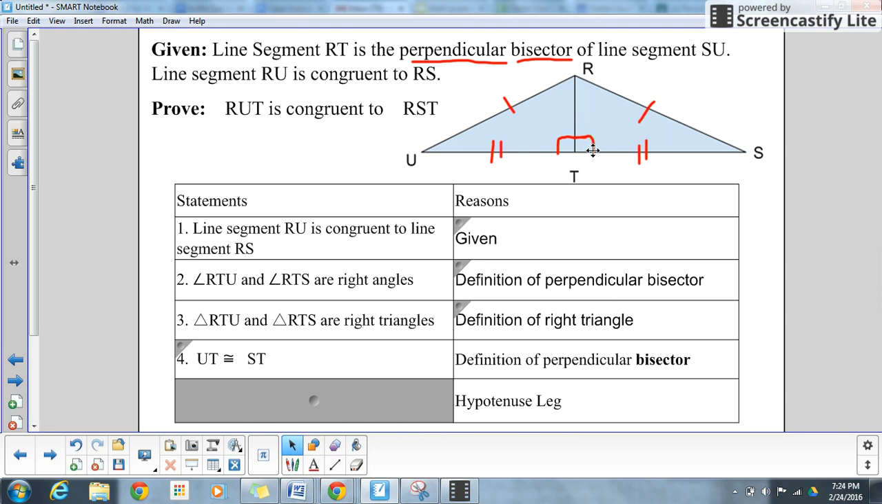Now, we can still show that these two triangles are congruent because we have a hypotenuse in UR, a hypotenuse in RS, and instead of using RT, the shared side, we know that UT is congruent to TS. So we can still show that these two triangles are congruent by hypotenuse leg.